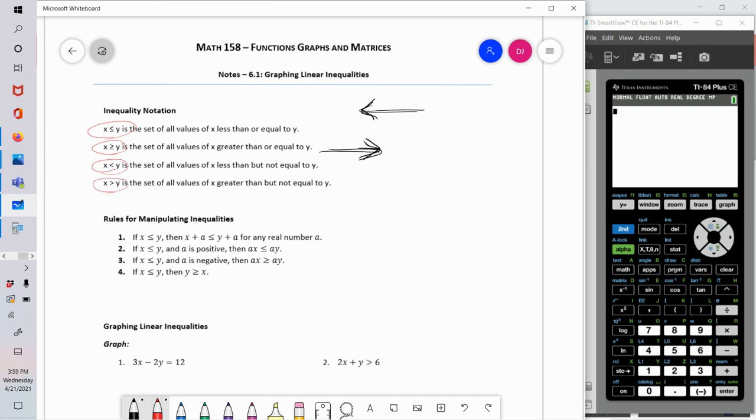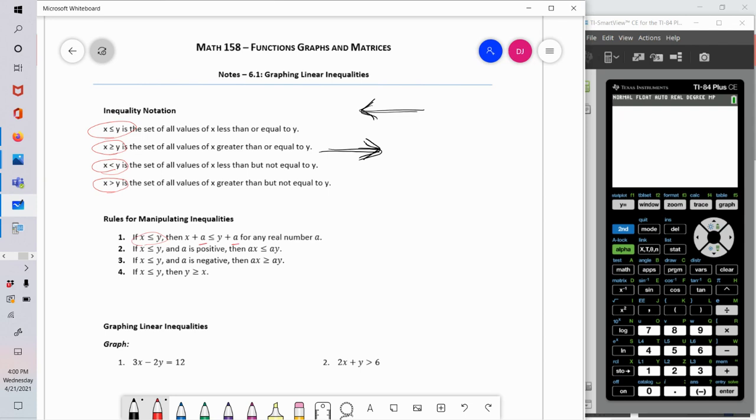X is greater than Y. You want to be comfortable with those notations. Okay. Now, if X is less than or equal to Y and you add the same value to the X and the Y, it's going to stay the same. The relationship will stay the same.